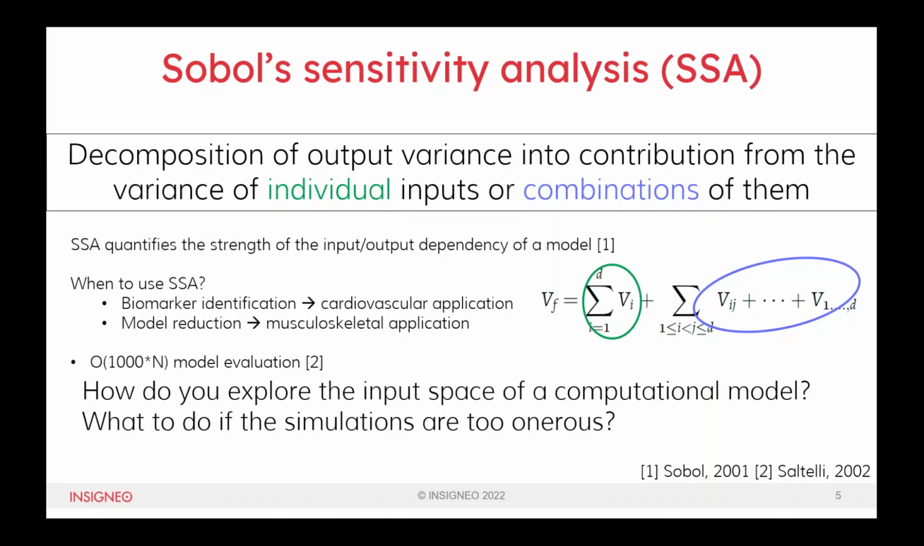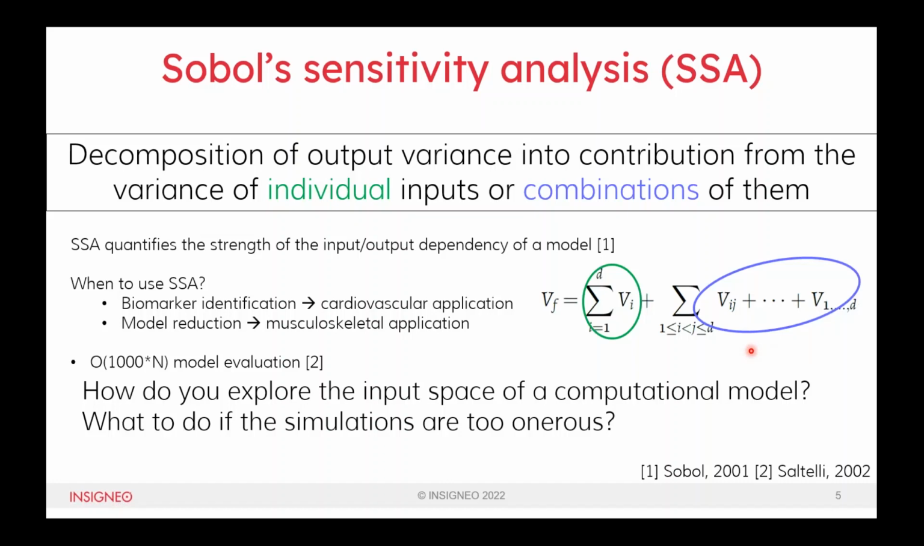Now, what Sobol sensitivity analysis tells you is how you can decompose the variance of the output, which you can think of as the variable V, into contributions from the variance of a single input, or by the contribution of the variance where multiple inputs are modified at the same time. So with Sobol sensitivity analysis, you can say that a particular input is responsible for X% of the variance of the output, while combinations of inputs are responsible for another percentage.